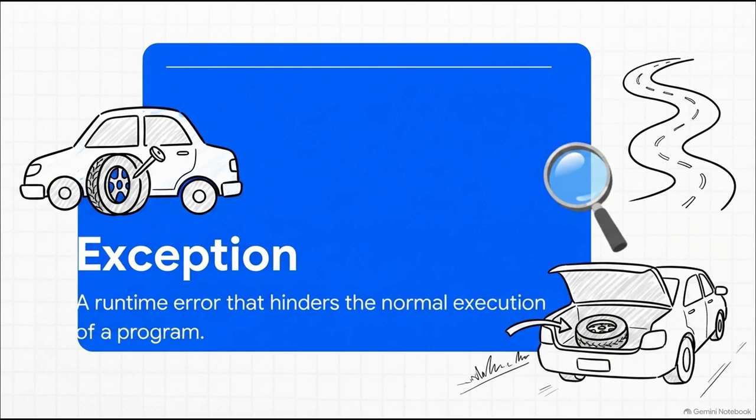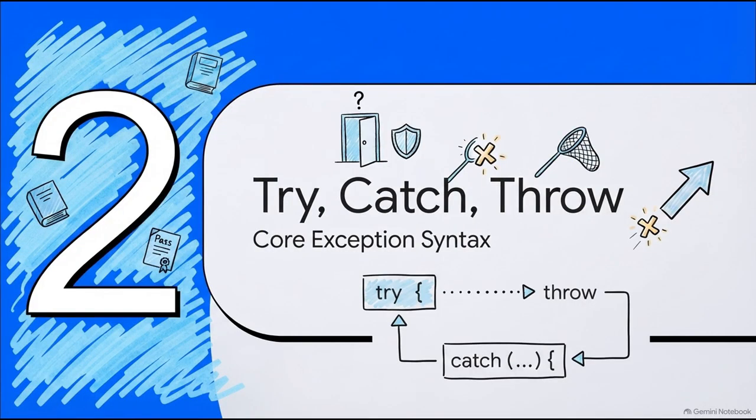So what exactly is an exception? Technically, it's an unwanted runtime event that hinders normal execution. But honestly, just think of an exception like getting a flat tire on a road trip. You can't prevent that random nail on the road from puncturing your tire, right? But exception handling, that's the spare tire in your trunk. It lets you swap it out and keep driving gracefully instead of just abandoning your car on the side of the highway. Moving right along to Section 2, try, catch, throw syntax.